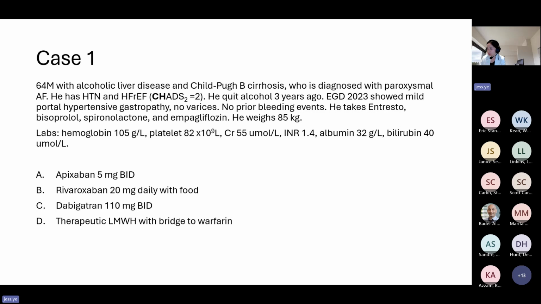After risk-benefit discussion, he chose to proceed with anticoagulation for stroke prevention. What agent would you use? A, apixaban 5 mg twice a day. B, rivaroxaban 20 mg daily with food. C, the reduced dose of dabigatran of 110 mg twice a day. D, therapeutic low molecular weight heparin and bridge to warfarin.